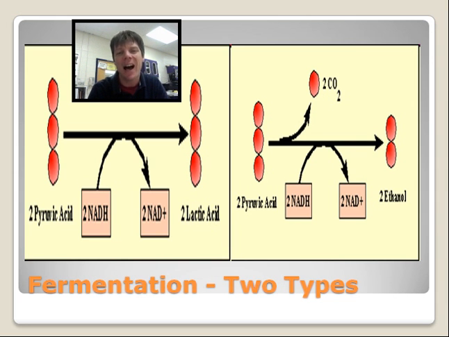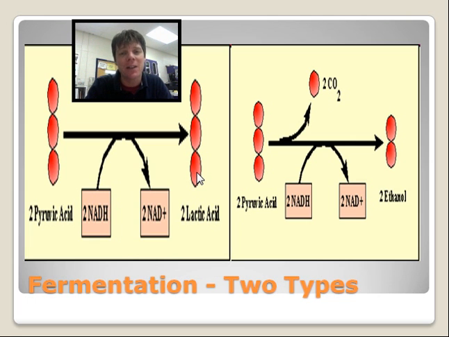If a cell does not have oxygen available to it, it will then carry out a fermentation process in order to get rid of the pyruvic acid that was being produced in glycolysis. This type of fermentation can occur in your cells. This is lactic acid fermentation. It does require NADH molecules.